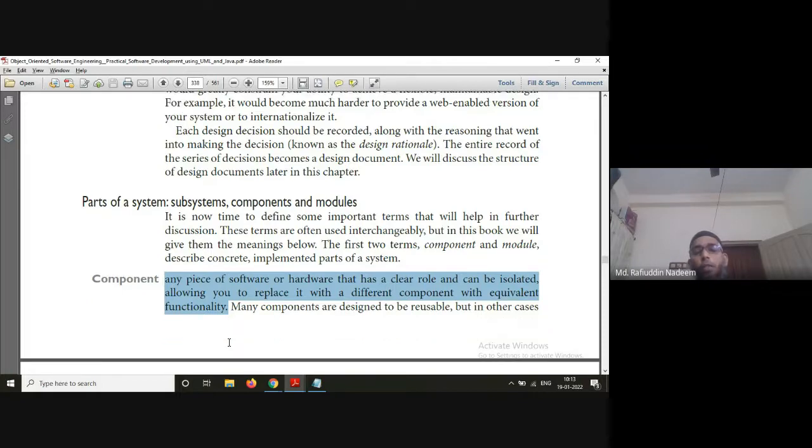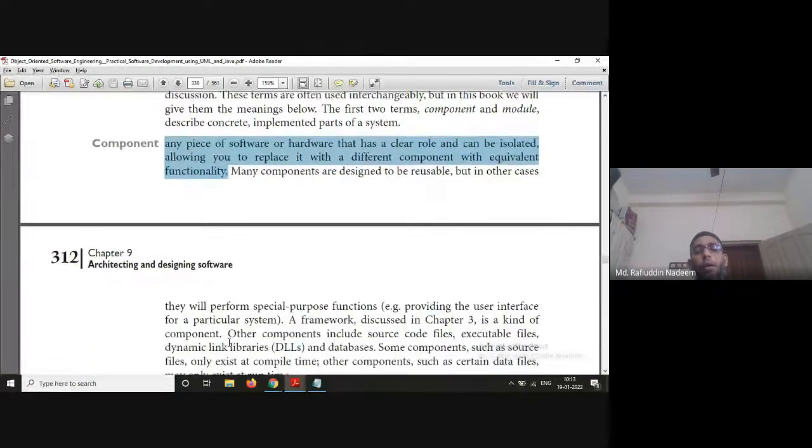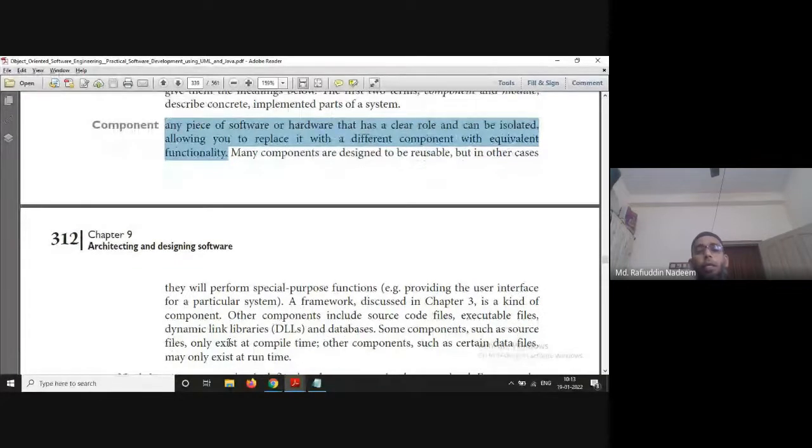This point we have discussed many times, that the components which we generally design should have an idea of reusability. So you should think about the reusability and design the components. The designer should think about the reusability. Or sometimes in other cases they perform a specific purpose, meaning providing the user interface of a particular system.